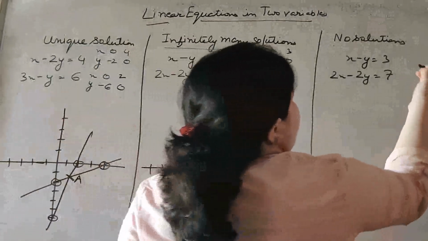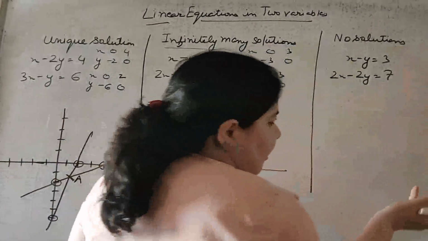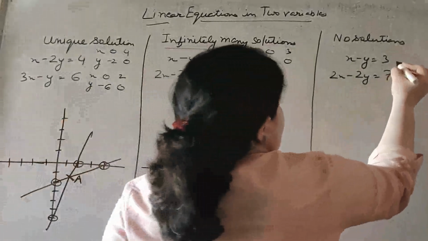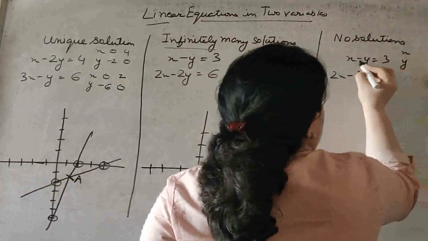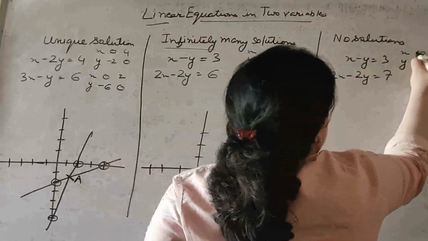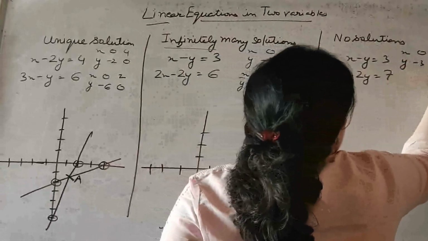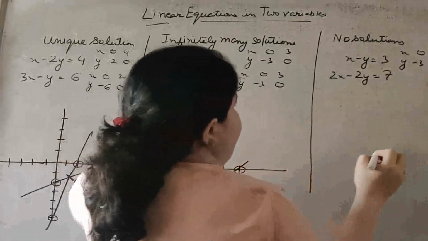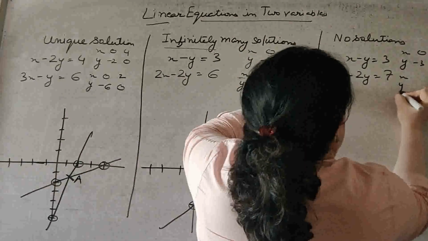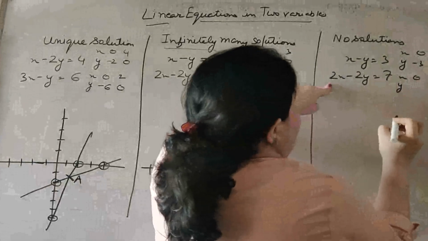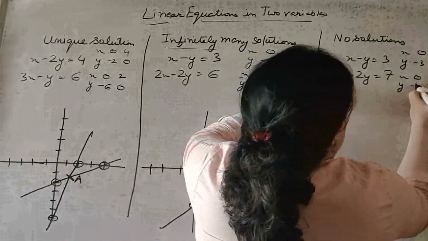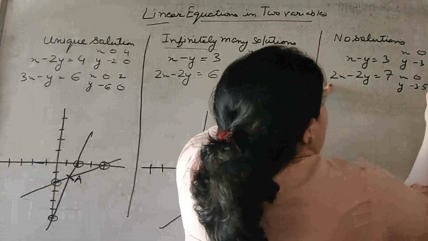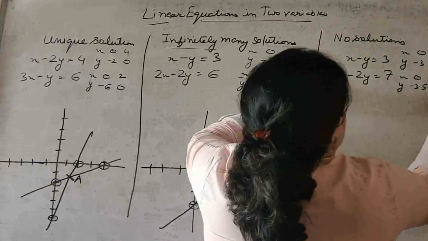Let us plot these lines. सेम वे में हम प्लॉट कर लेते हैं. यहाँ पर भी मैं x और y का वैल्यू ले लूंगी. x का वैल्यू अगर मैं 0 लूं तो y का वैल्यू क्या हो जाएगा, -3. y को अगर मैं 0 लूं तो x का वैल्यू हो जाएगा 3. सेकेंड इक्वेशन के लिए अगेन x को अगर मैं 0 लूंगी तो y का वैल्यू क्या हो जाएगा, -3.5. और अगर मैं y को 0 लूंगी तो x कितना हो जाएगा, 3.